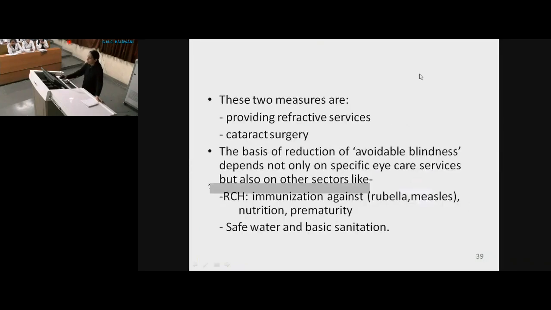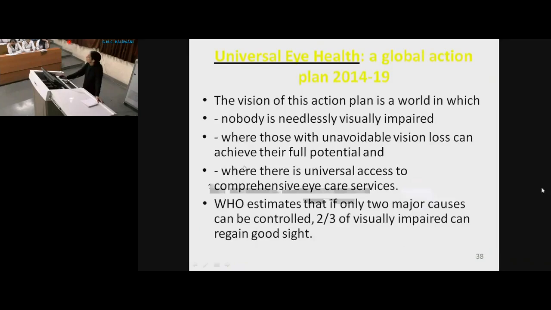These 2 measures are, if you provide refractive error services, what are we doing there? Free checkup and providing free spectacles to the needy. Then cataract operations, the number I told you, earlier it was 16 lakh, now it is about 63 lakh. So by providing cataract surgery and refractive services, we can reduce 2/3 of visual impairment.